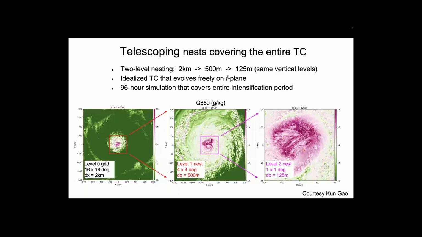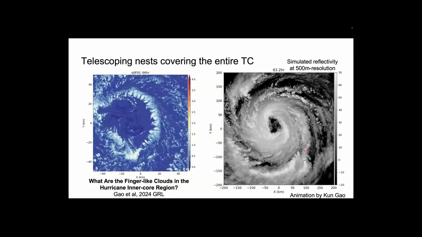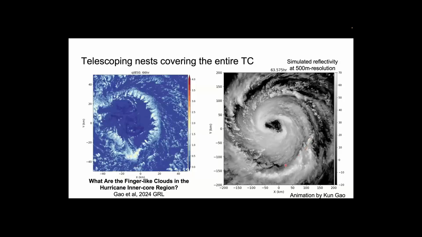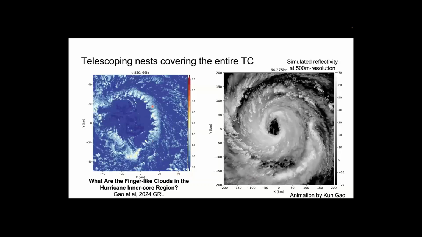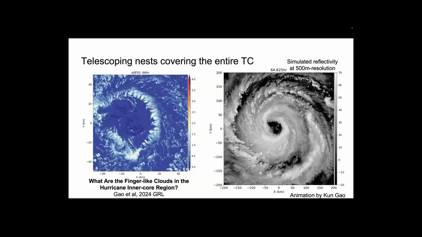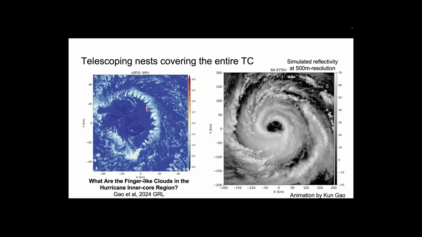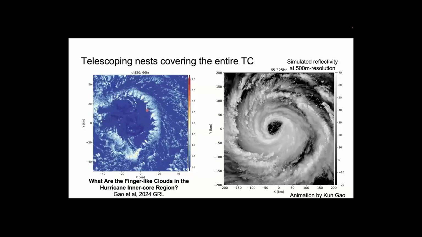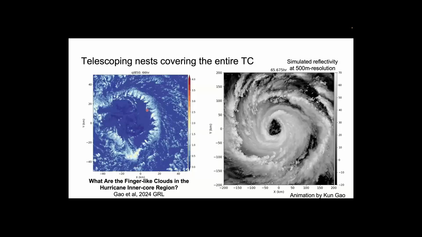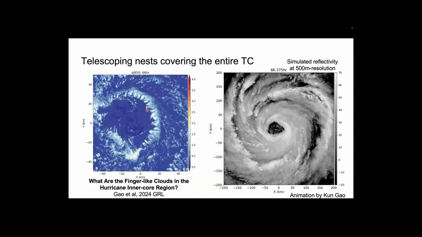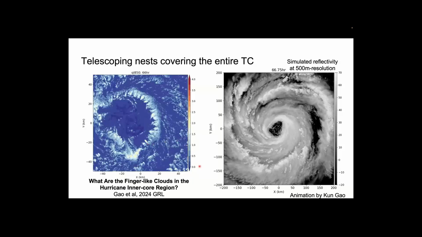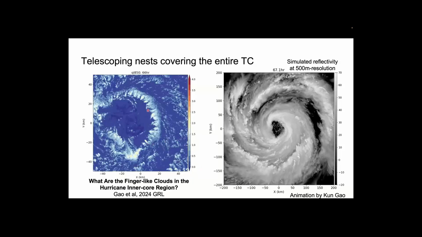And this work was focusing on going as high as possible in resolution to see what we can capture. And my colleague Poon has been able to capture what we call finger-like clouds in the inner core region of the hurricane. So to our knowledge, this is the first time that we are able to simulate the entire intensification period of a hurricane over the whole hurricane. And we are discussing these features in this paper.